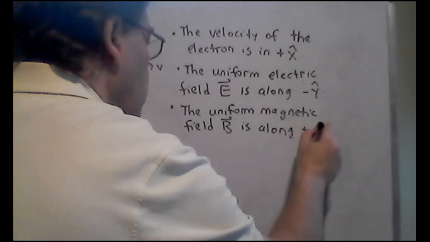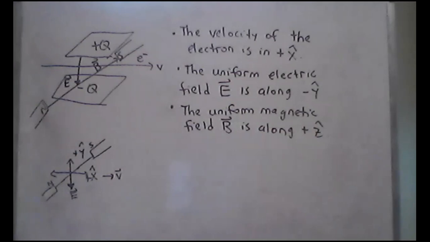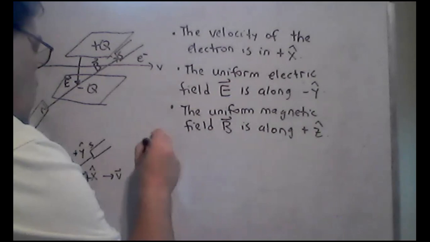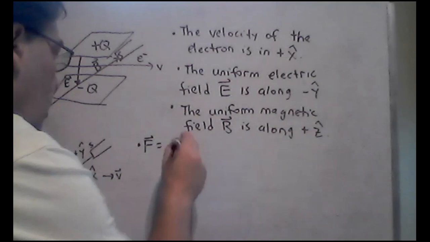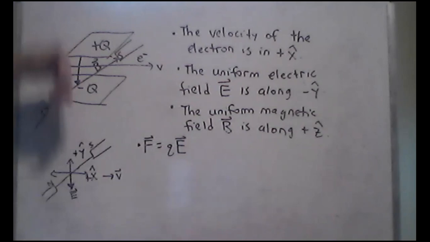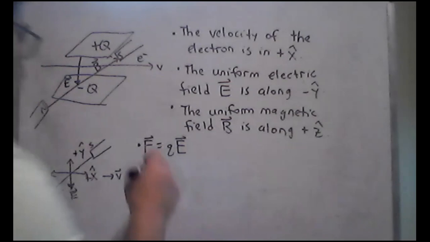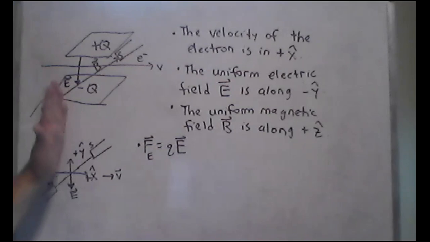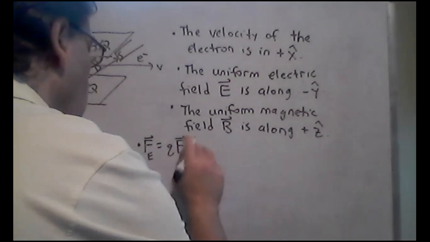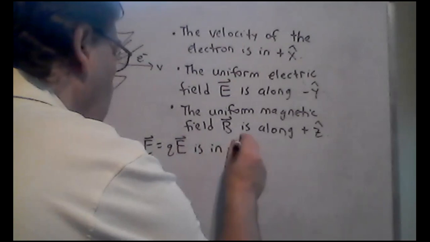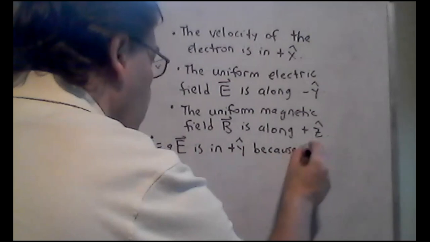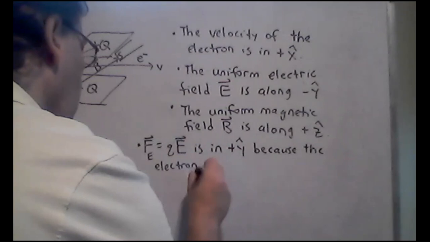All right, what are the forces on the electron? Well, the electric force is always given by q times the electric field. Now, if the electron was positive, the force would be in the same direction as the field. But the electron is negative, so the force is in the direction opposite to the field. The electric force is in positive y-hat, not negative y-hat, because the electron is a negative charge, like the cathode ray. Again, we don't know about that electron yet.